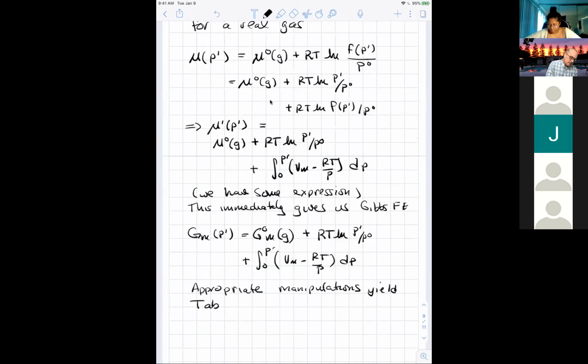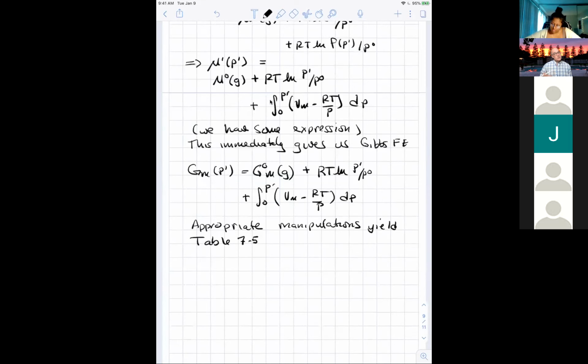This gives us in Devoe table 7.5. Table 7.5 shows us the result using this free energy expression for all the other ones, right? And the way we get that is that the standard molar entropy, for example, is minus d mu by dT at P.